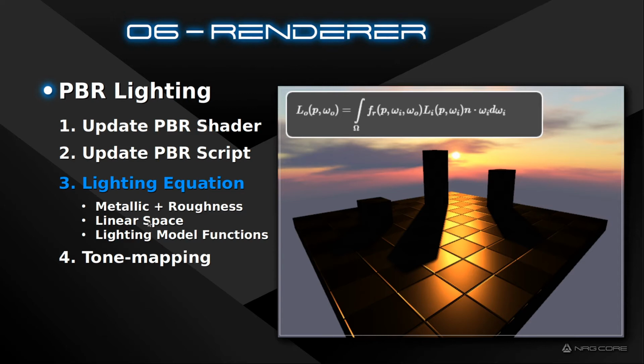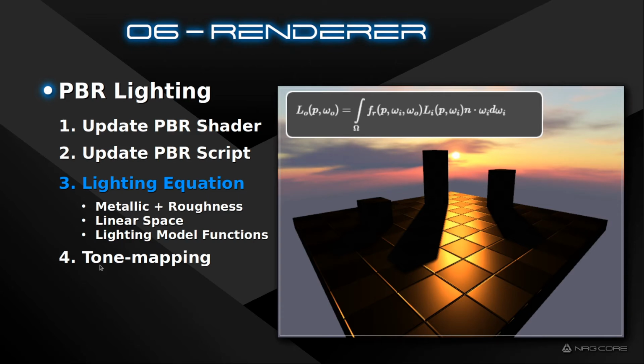Since we only have basically one texture, our base color, which is already gamma corrected, it is very important to convert it back into linear space before we are actually doing the lighting. And finally, we're going to implement our lighting model functions, and this is basically the result that we're going to end up with, which is in linear space.